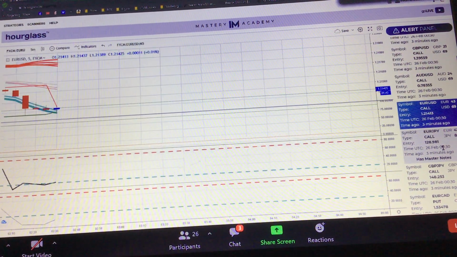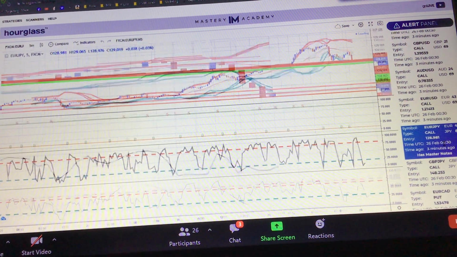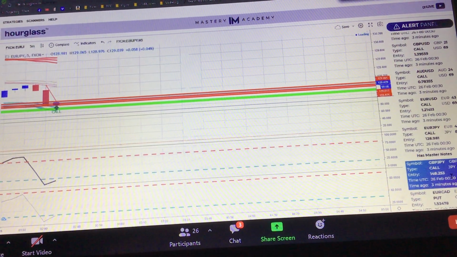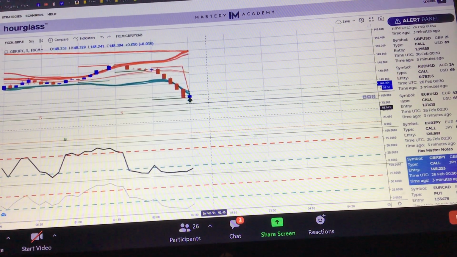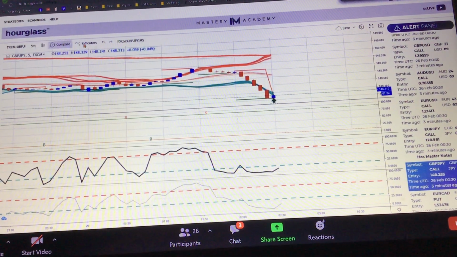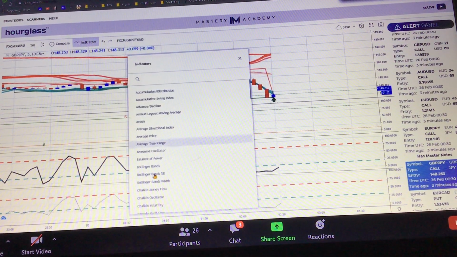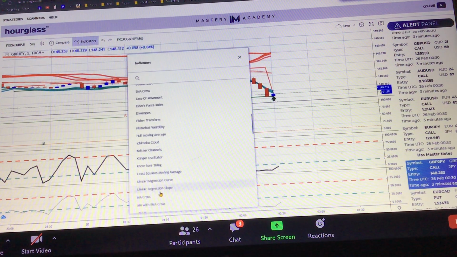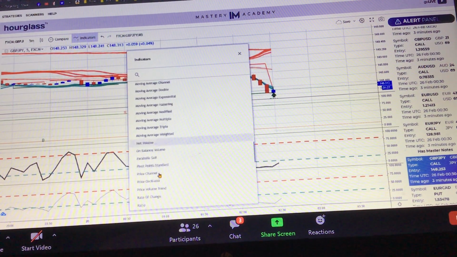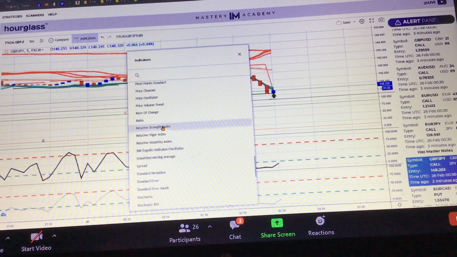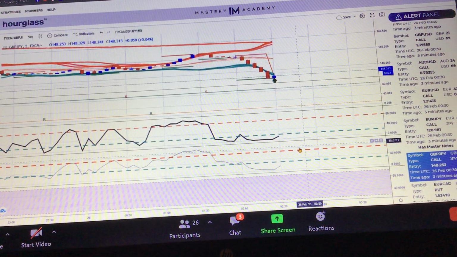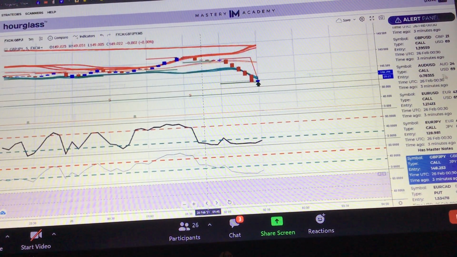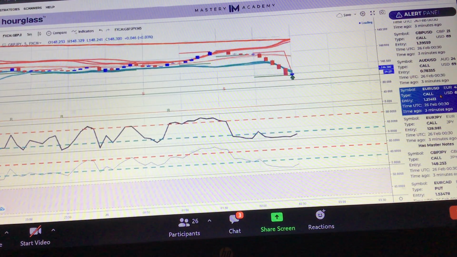Euro USD, Euro JPY. Oh, did it take my indicator out? Yes, it did. All right, let's bring that back in there. Oh, what happened? Oh, there it is.